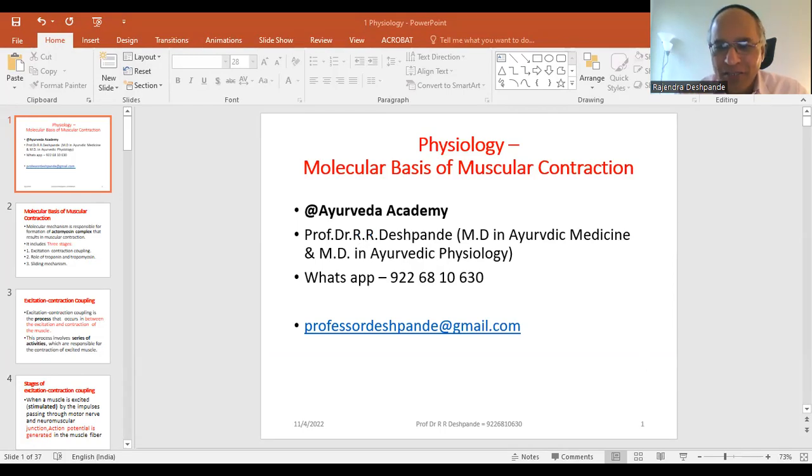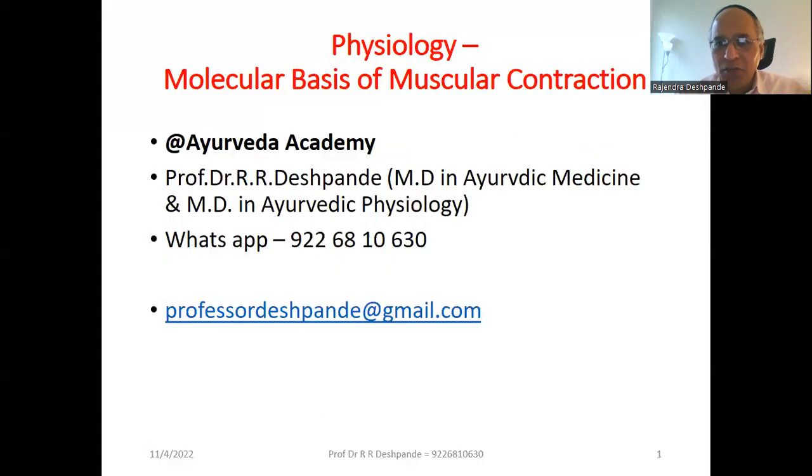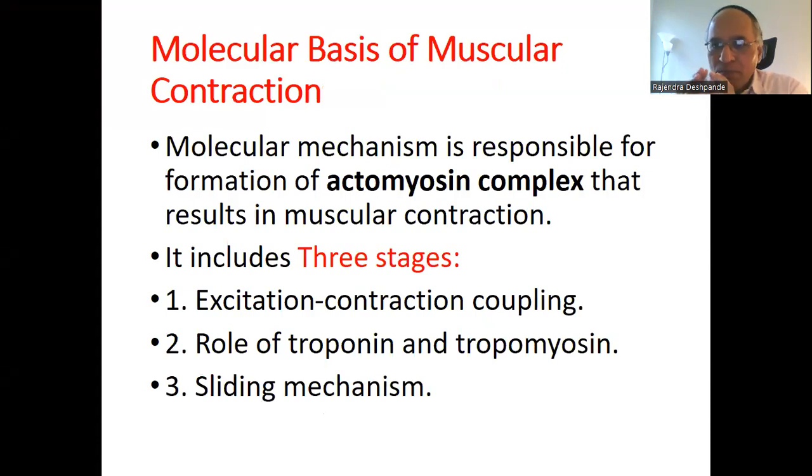So let us start to discuss muscle physiology and especially muscle contraction. When muscle contraction takes place, what are the actual molecular level activities that take place? That is what we are going to discuss. This particular action is responsible for the actomyosin complex. Try to understand, actin and myosin are the filaments in the muscle, and these protein filaments are responsible for muscle contraction. Together, actin and myosin, that actomyosin complex, results in muscular contraction.